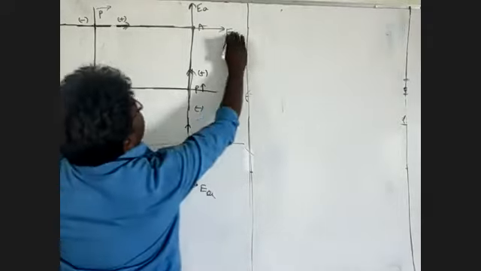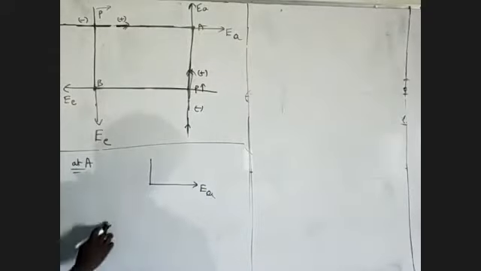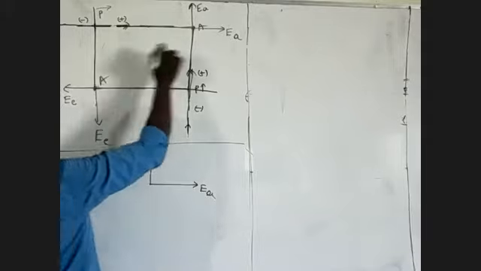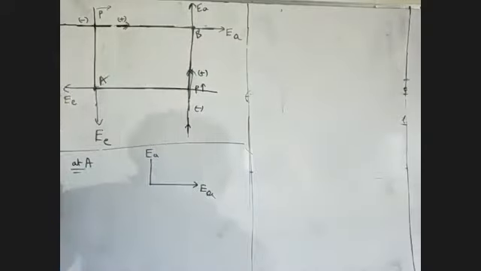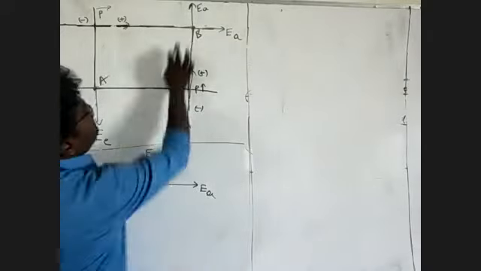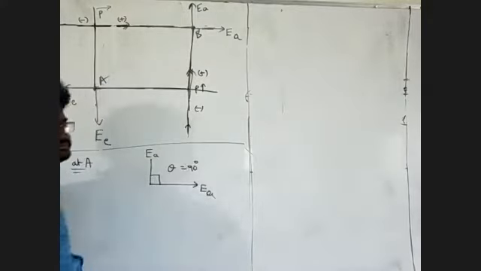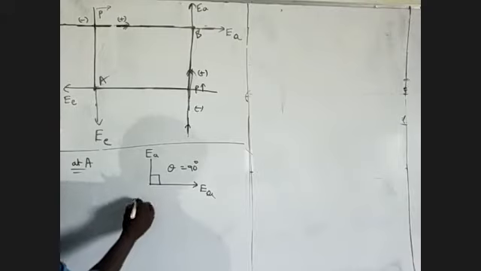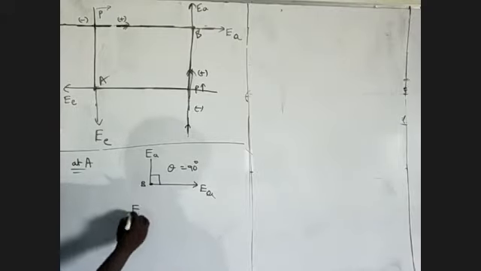EA, E axial. This is the EA. Now we'll take this as the A point, and this as the B point. Don't confuse them. The angle between the two fields, theta, is equal to 90 degrees. Now I want the B point. I need EB.